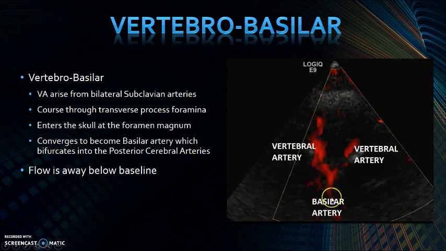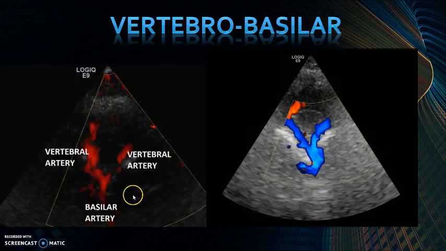When scanning this vessel from your approach, here would be the back of the head. Over here would be the anterior portion of the head. All this flow in both vertebral arteries and basilar artery is going to be below baseline because the flow is going away from the transducer.